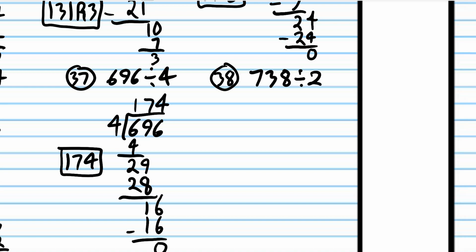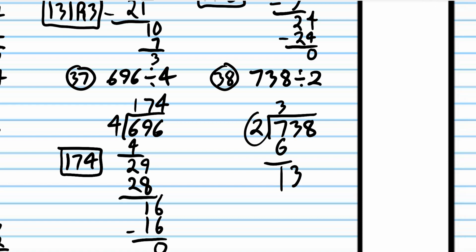All right, we're back. 738 divided by 2. 2 goes into 7 3 times. 2 times 3 is 6. 7 minus 6 is 1. Our remainder is smaller than our divisor, so that's good. So that means we have to bring down the 3. As usual, now 2 into 13, 6 times. 2 times 6 is 12. 13 minus 12 is 1.